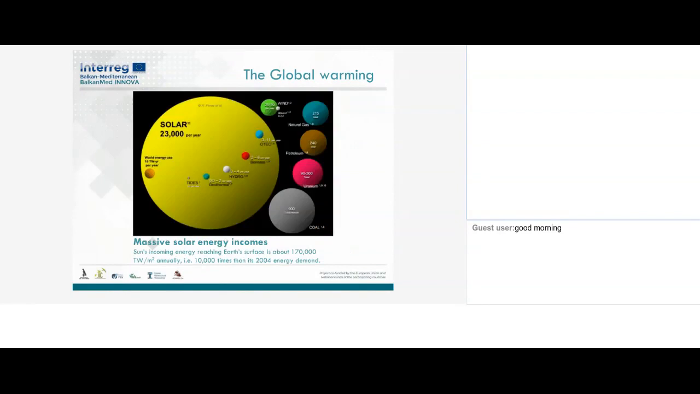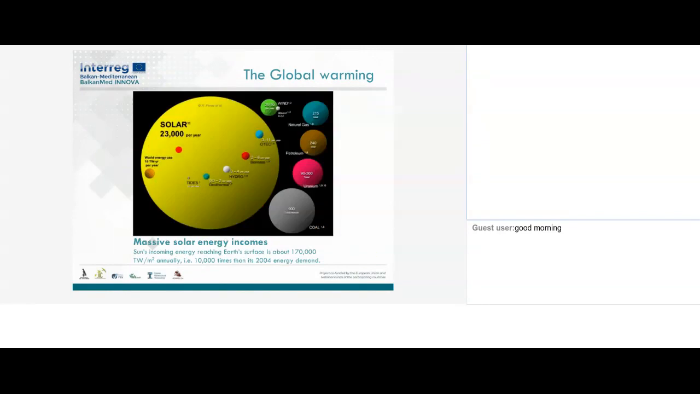So solar energy in this fascinating way is arriving on Earth's surface, and it is arriving in huge amounts. Solar energy that arrives on Earth's surface is about 170,000 terawatts per square meter per year. This is a massive number, a massive amount of energy. It can fulfill our planet's energy demands 10,000 times over, with values for 2004.